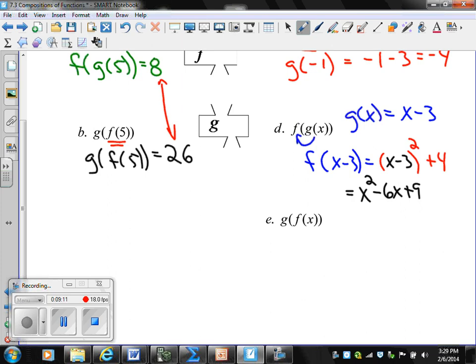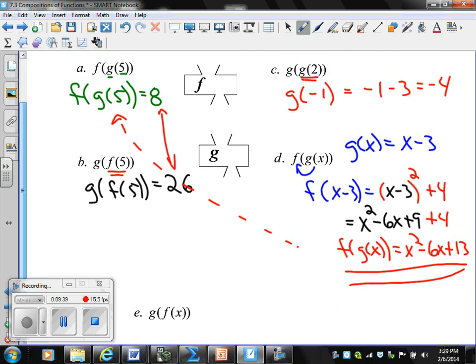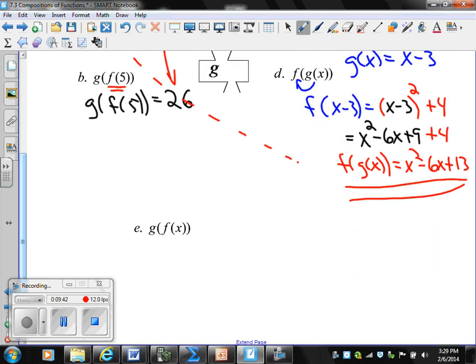So I can say that F of G of X equals X squared minus 6X plus 13. So what we've just done with this is actually kind of nice. This is now a shortcut, if I want F of G of X, for finding something like what I did up here in the first problem, where I found F of G of 5. So I should be able to plug 5 into there and get the same answer that I got before, which was 8.